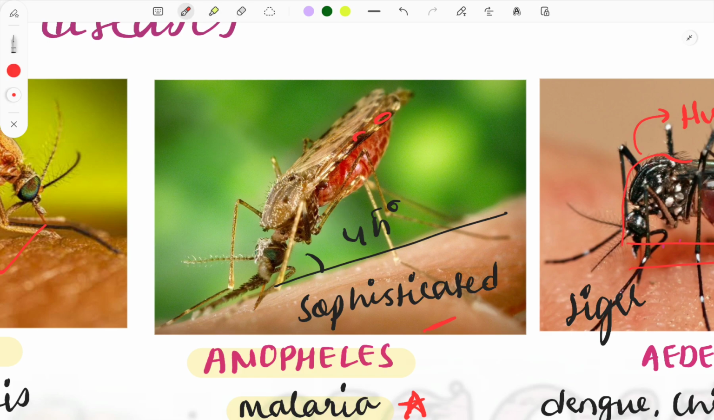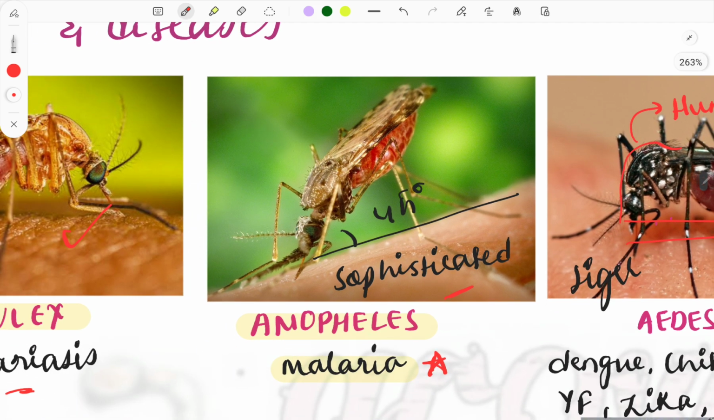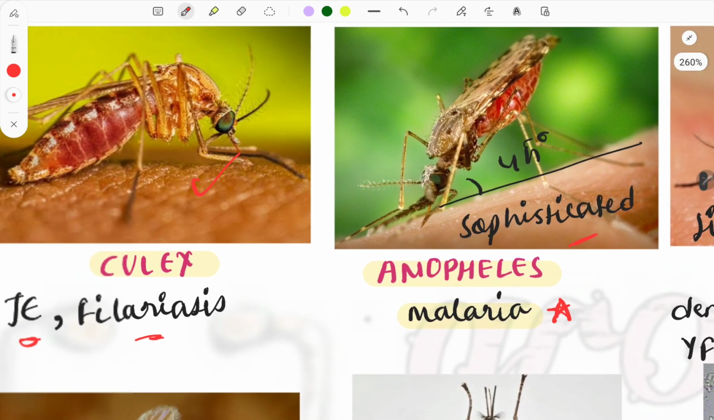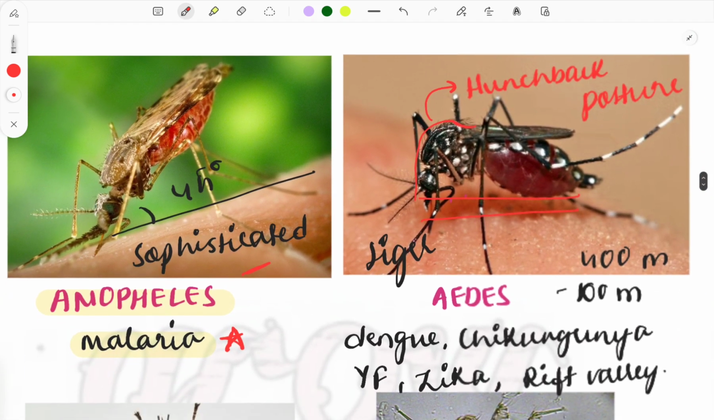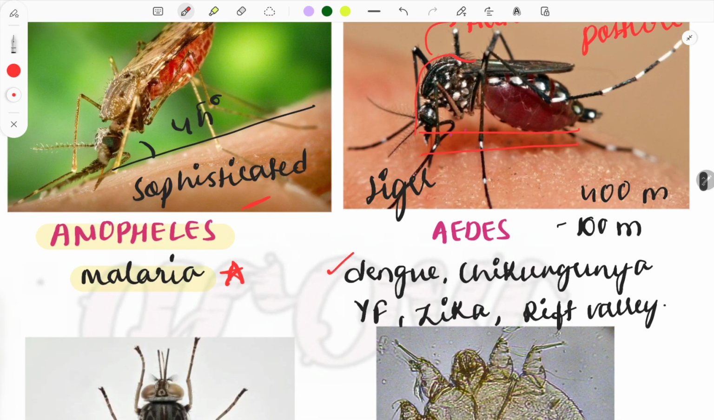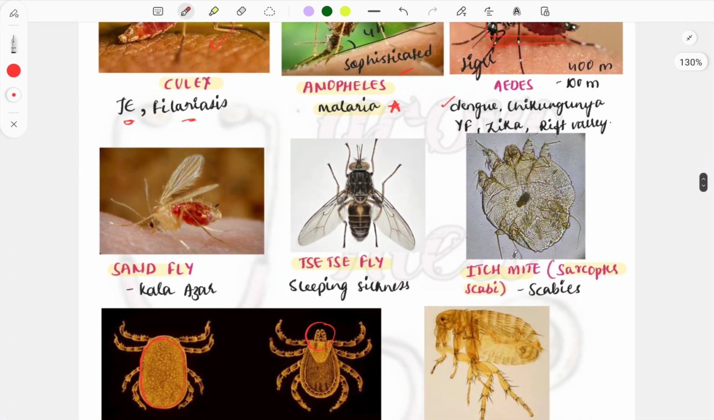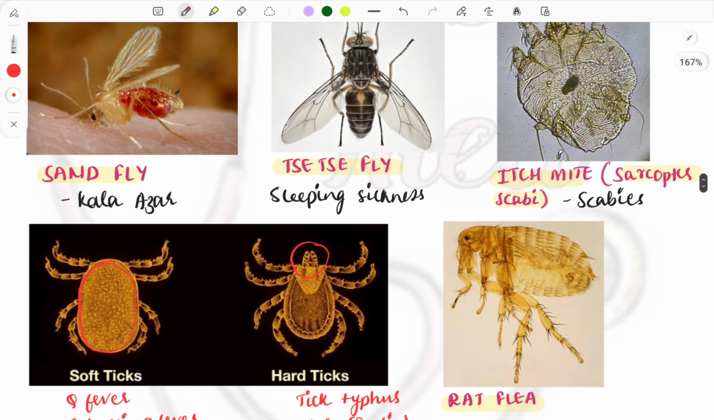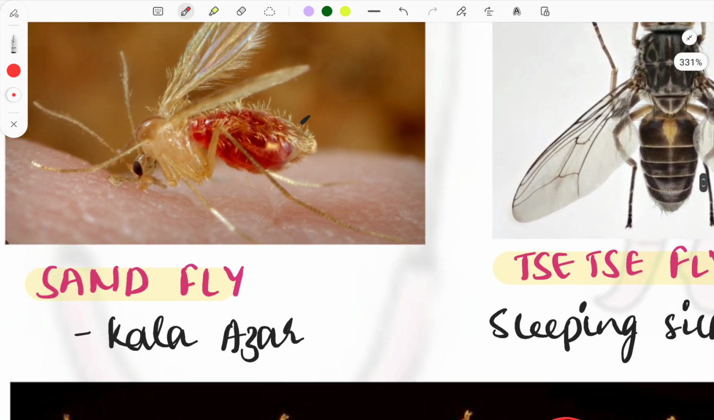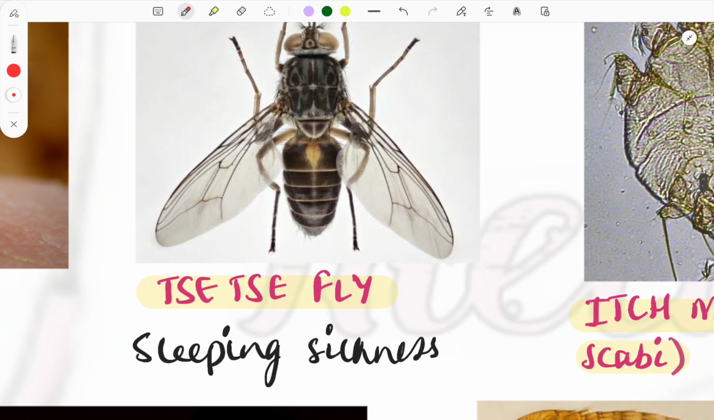So आराम से you can come to know that this is the anopheles, this is the culex, this is the Aedes mosquito sitting with a hunchback posture, and it causes various diseases: dengue, chikungunya, yellow fever, Zika, Rift Valley, and you need to remember all of them. Then the vector for the Kala Azar is the sandfly, image of the sandfly. Then tsetse fly, sleeping sickness.